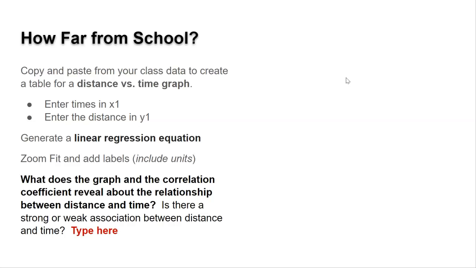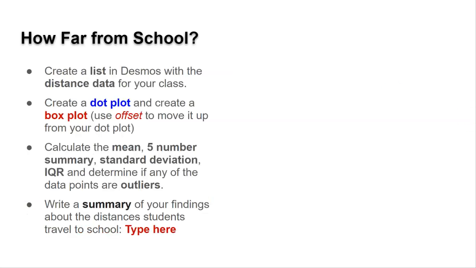All right, now that we've looked at a distance time graph, they're going to go back and look at this again, but this time they're only looking at distance data, and they're going to create a list in Desmos with just the distance data. So not the table, but a list. They will create a dot plot and a box plot, use the offset in their box plot so they can make their box plot rise up above their dot plot, and then calculate all of their statistics, the mean and the 5-number summary. They need to do the standard deviation and then calculate their IQR and then use the formula that we learned today to determine if any of those data points are outliers. And then write a summary of findings about distances the students travel to school.